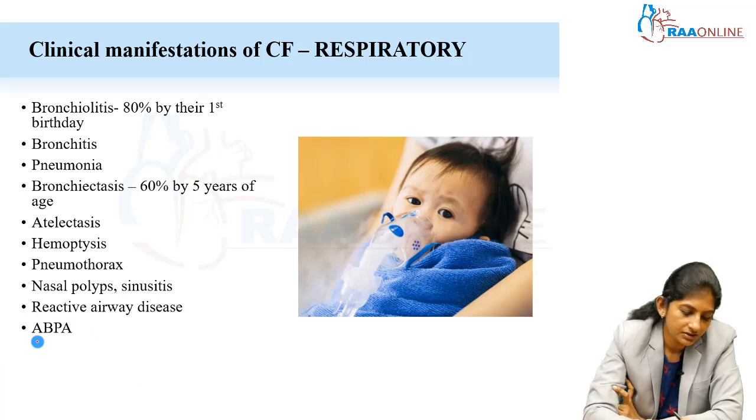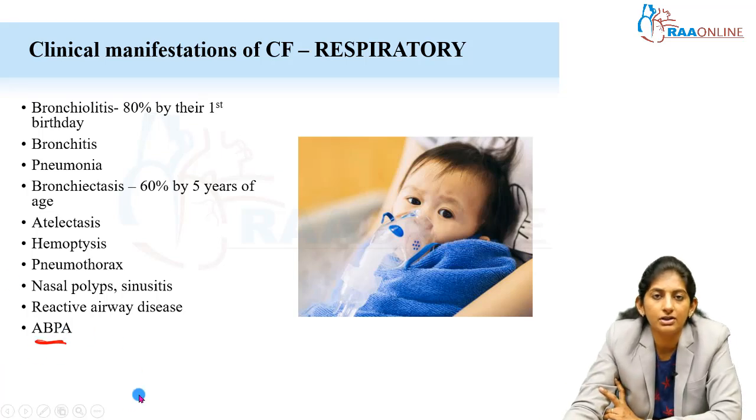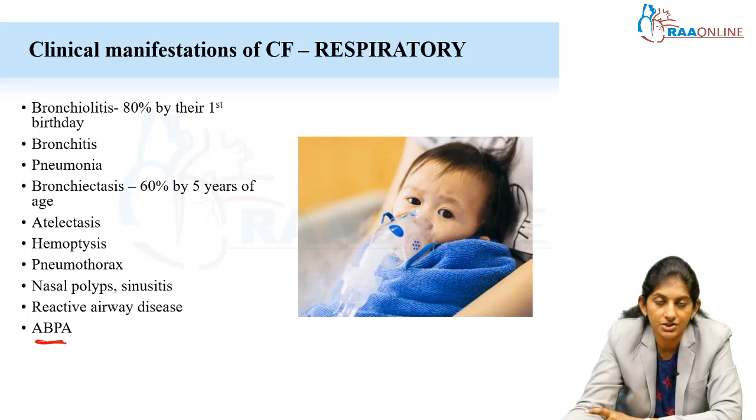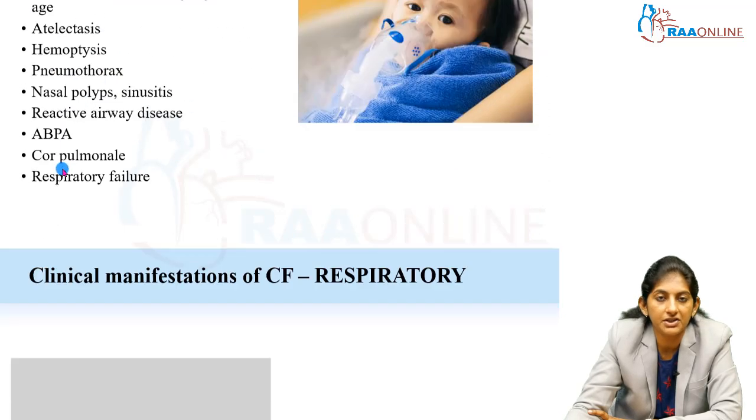ABPA is one of the dreaded complications of cystic fibrosis patients, and we need a high index of suspicion. Whenever there is an acute exacerbation, whenever the patient deteriorates, after ruling out an acute exacerbation with some infection, we have to always think of ABPA in children with cystic fibrosis who are more than 5 to 6 years of age. Less than that, it is very uncommon. So these are all the respiratory clinical features.